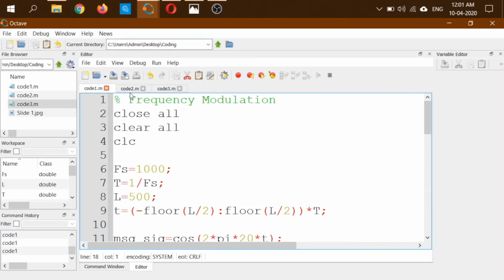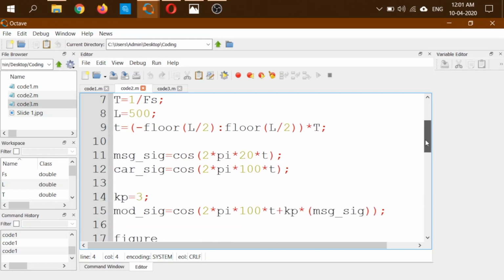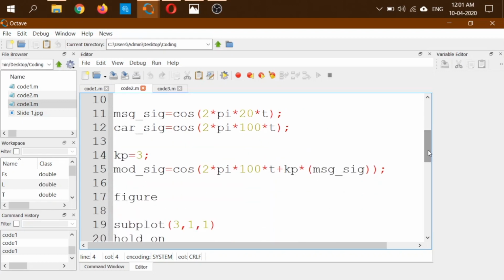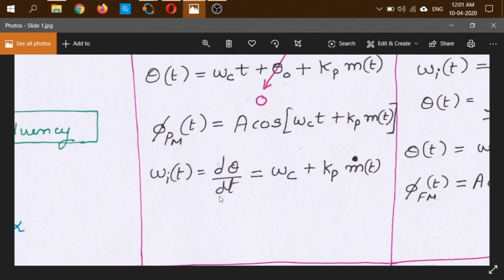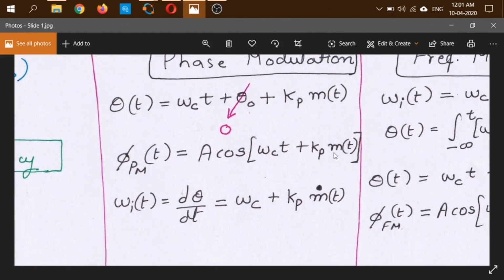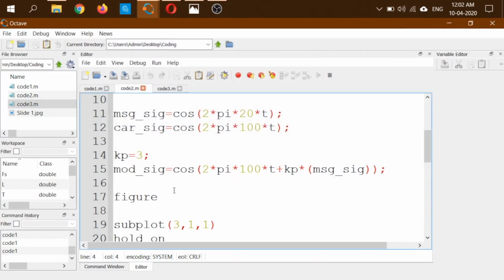If you have done frequency modulation, phase modulation is also easy. This is the code for phase modulation. Again, the same sampling theorem is being used here to create the time axis. After that, you have made the equation of the modulated signal as cos 2 pi f t, that is omega c t, plus kp times the message signal. If you look again at the equation of phase modulation, I'll zoom in. This was the equation: A cos(omega c t + kp m(t)). That's what we are implementing here. This is cos of omega c t up to this point, and then kp times the message signal, right?